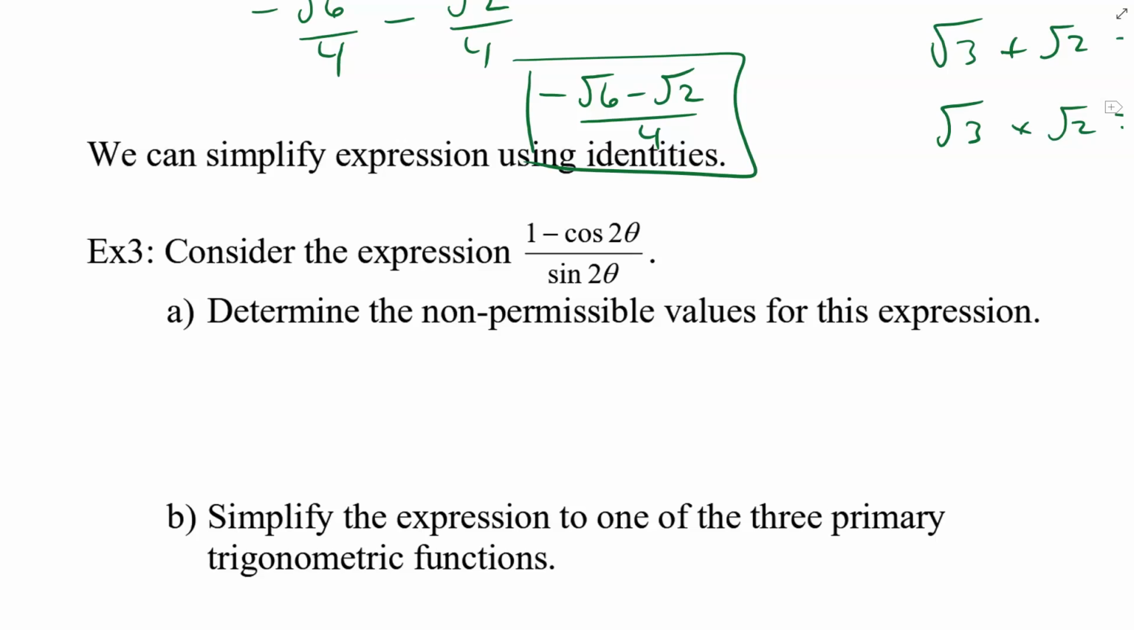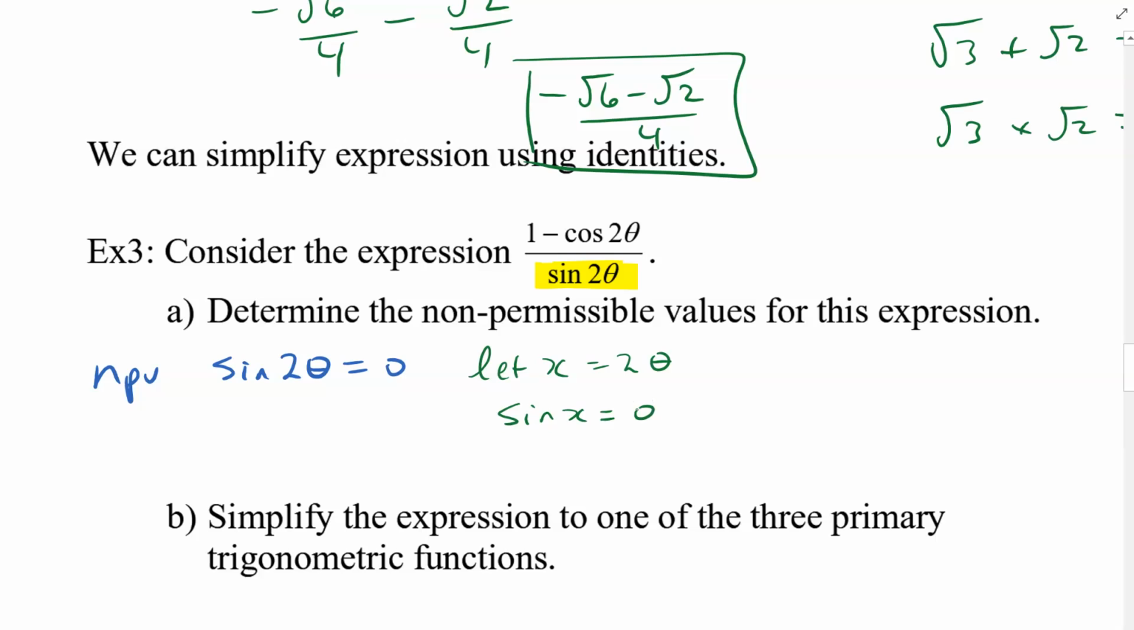It says, consider that expression, determine the non-permissible values for this expression. Okay, non-permissible values, again, what we're going to do is look in the denominator. Are there any examples where the denominator is equal to 0? So my non-permissible values happen when the sine of 2 theta is equal to 0. I think it might be easier in this case if we substitute for a second. I'm going to let x equal 2 theta. So if I rewrite this, the sine of x is equal to 0.